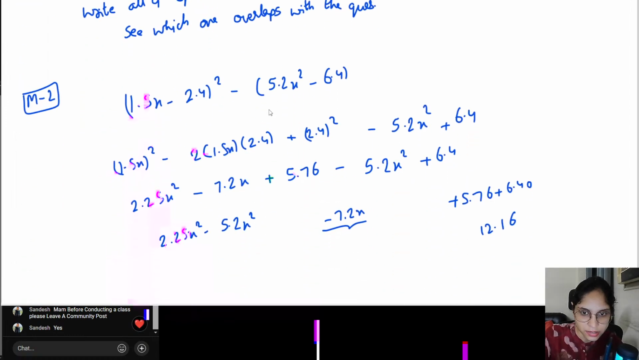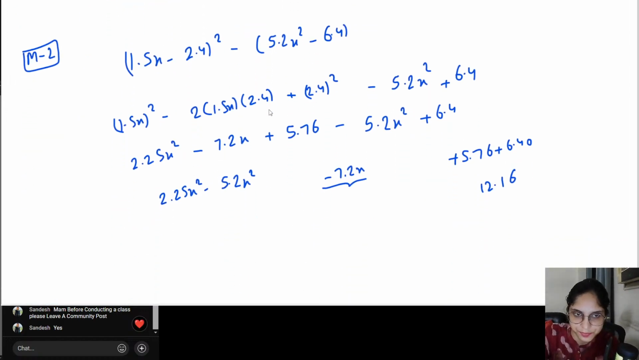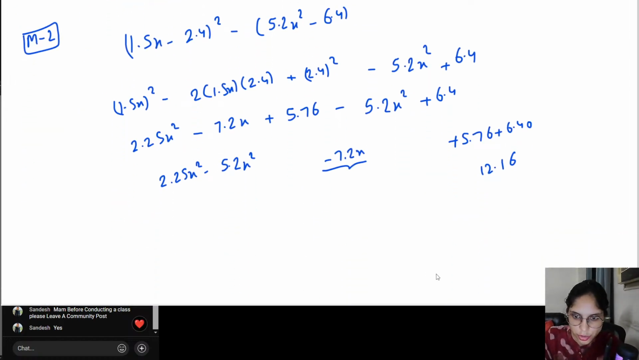Because there is an x term, you can cancel A and B. So you don't have to solve for x squared because it is going to be negative 2.95. You just solve for the constant because that is what is changing in the options. That's also how you can solve it. Next is question number 23.